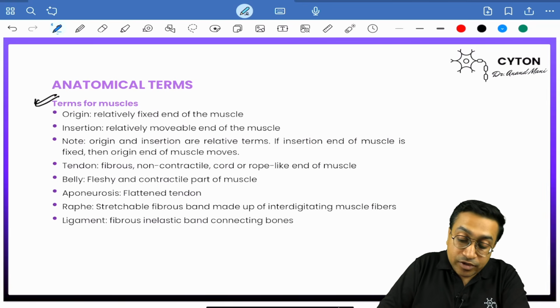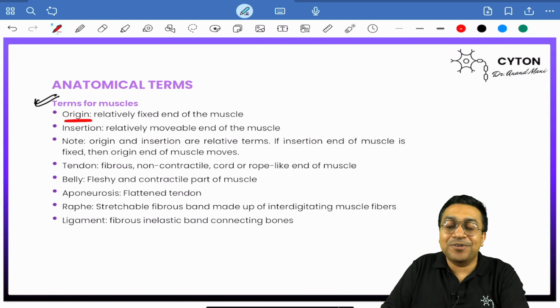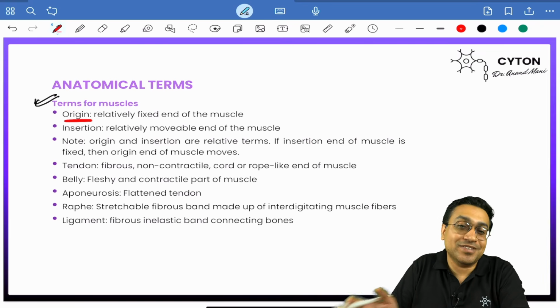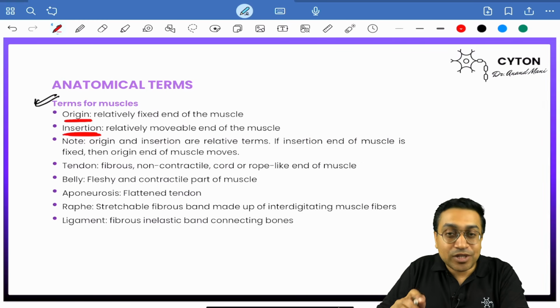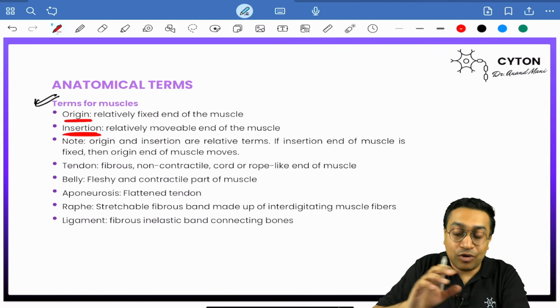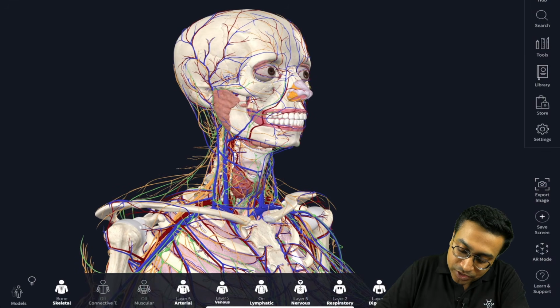Now there is a word which will become a nightmare for you, because for so many muscles in the body, you have to remember the origins and insertions. So, origin and insertion. Origin is the relatively fixed end of the muscle. Let me show you this in 3D so that you get a better orientation.